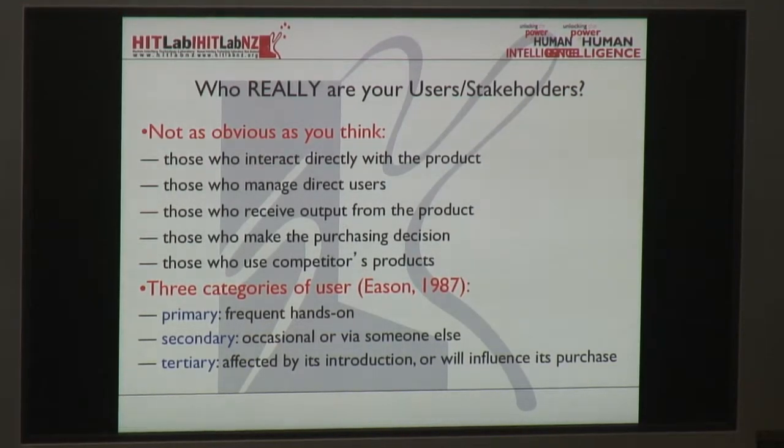And Eason, in this paper, talks about how there are 3 categories of users. There's the primary user, who is the person that's going to mostly use the technology. There's a secondary user who uses it occasionally, or somebody else. And there's the tertiary user, who might be influenced by its introduction or influence its purchase.